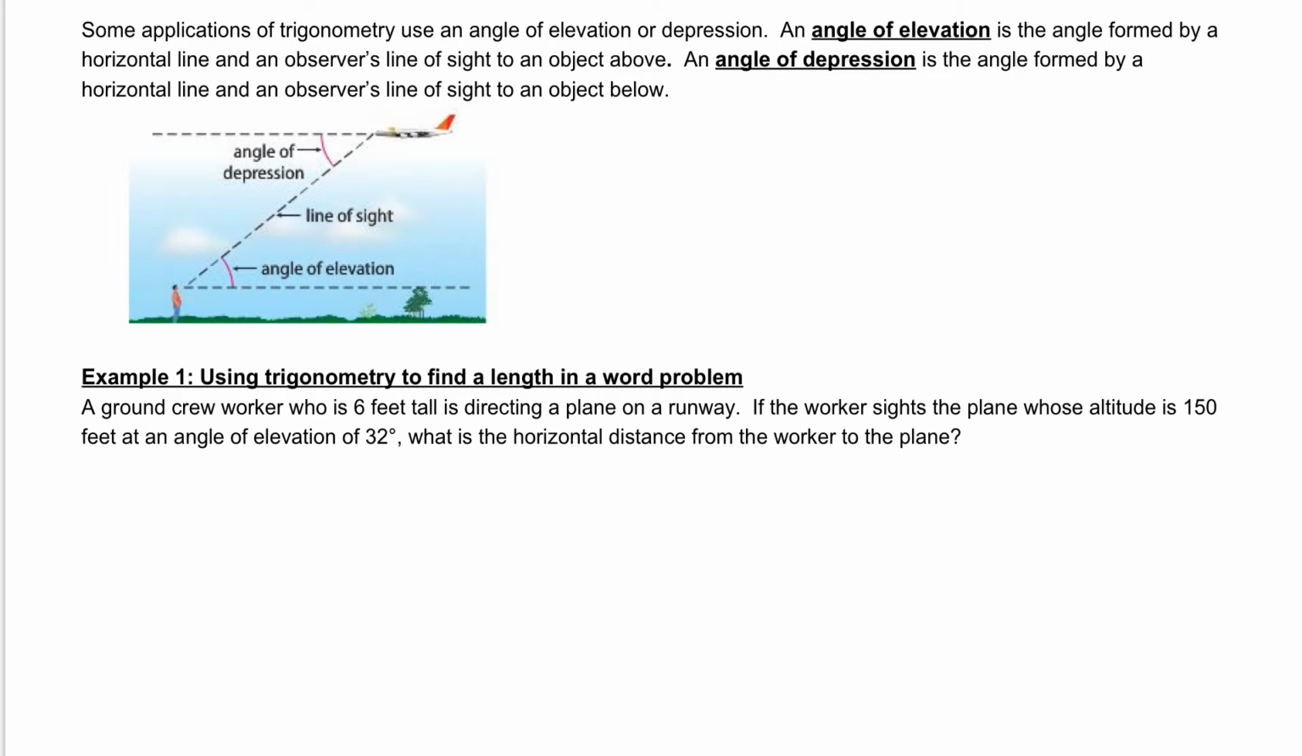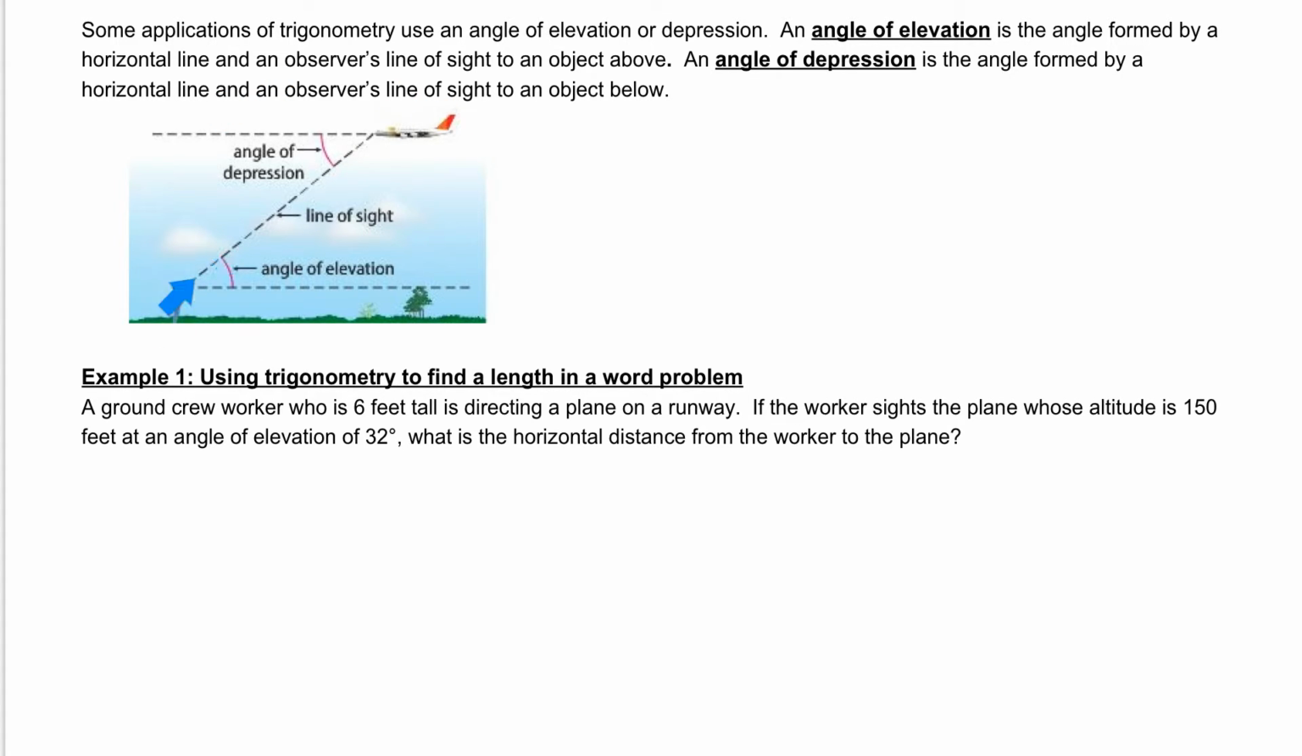Today we're going to look at some applications. Some applications of trigonometry use an angle of elevation or depression. An angle of elevation is the angle formed by a horizontal line and an observer's line of sight to an object above. An angle of depression is the angle formed by a horizontal line and an observer's line of sight to an object below. So if you take a look at the picture here, here's a guy standing.